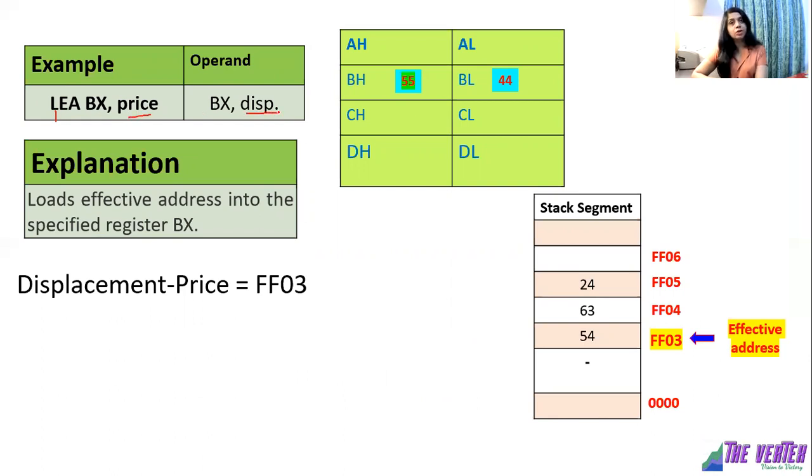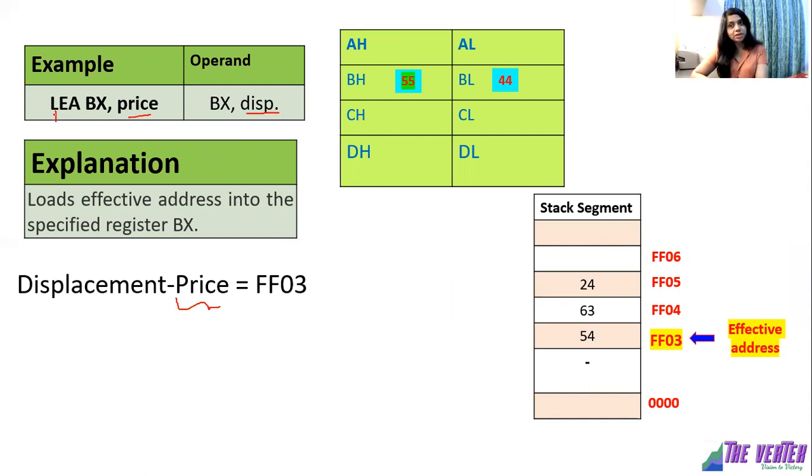I already explained to you many times that the displacement will have either an 8-bit value or a 16-bit value. Or you can say that the displacement may be of 8-bit or 16-bit. Here, let's assume that the displacement, that means the value of price, is FF03. That means it is a 16-bit displacement.